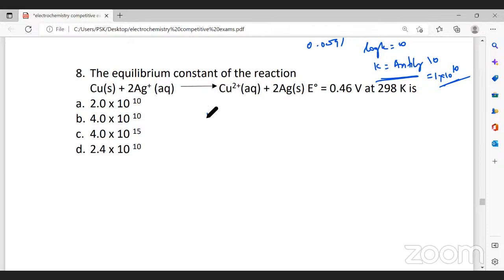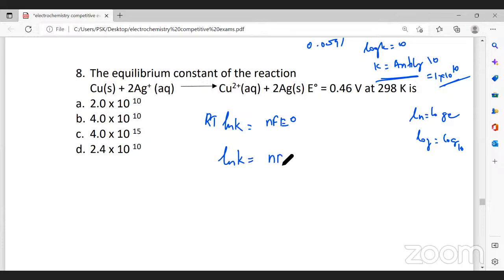Now, you should remember this relation also. These are for competitive exams. RT natural log of K is equal to nF E naught. RT is temperature and gas constant. Natural log means log to the base e. Ln stands for log to the base e, and log stands for log to the base 10. N is valency, F is Faraday, E naught is the electrode potential. So natural log of K will be nF E naught by RT.